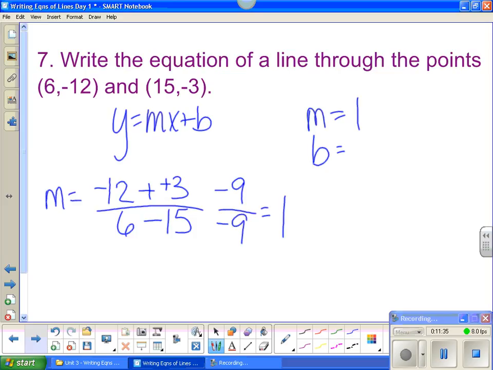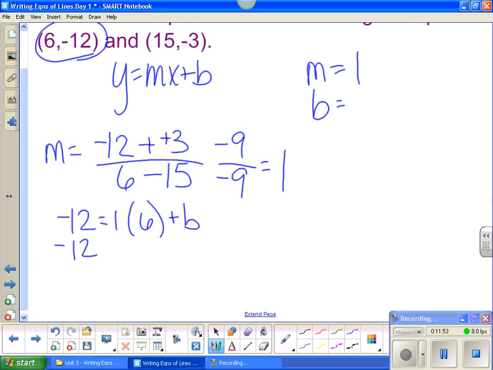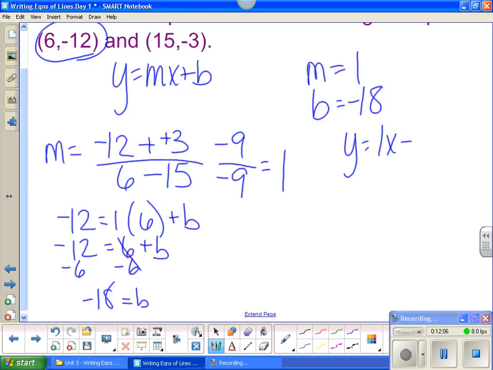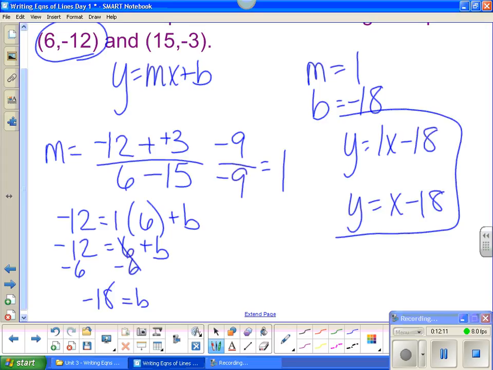Take my slope and go with this point, it doesn't matter. So my y is a negative 12. My slope is a 1. My x is a 6. And I don't know my b. B is a negative 18. Use my information, and you could just write this if you wanted to. Either one is fine.